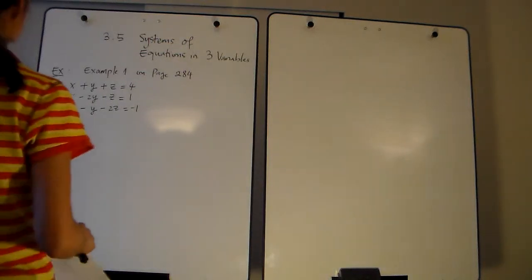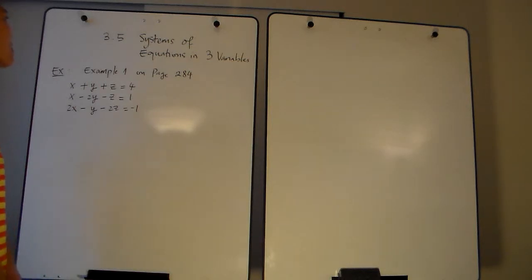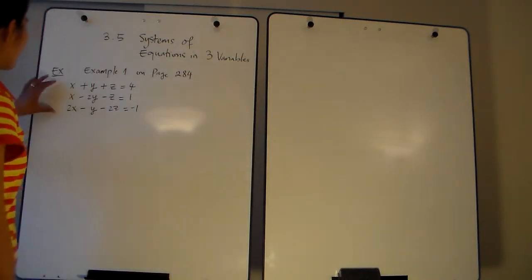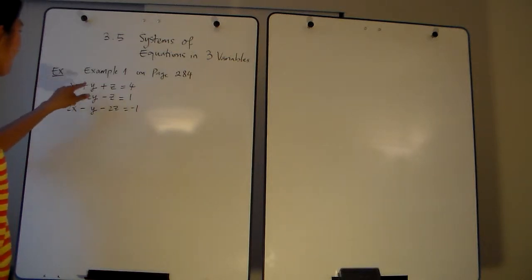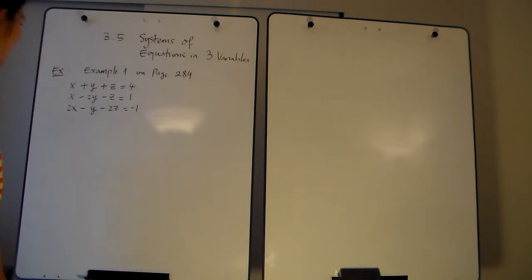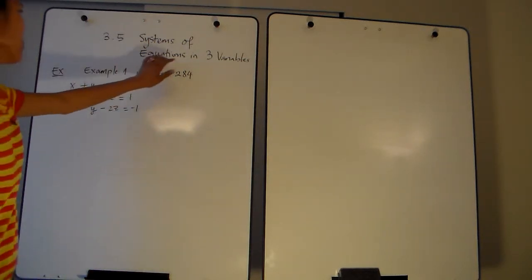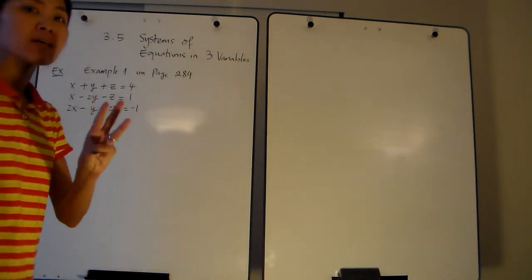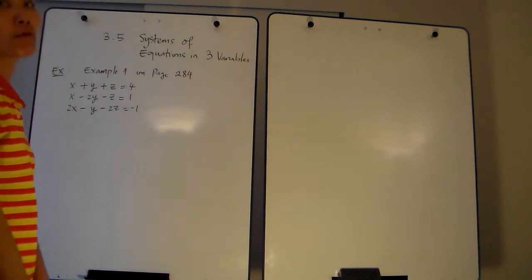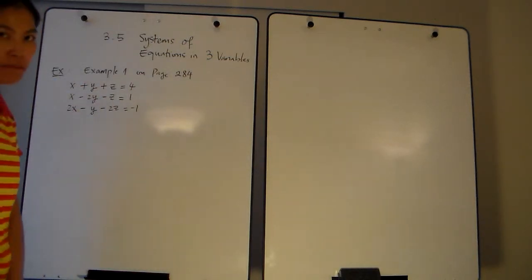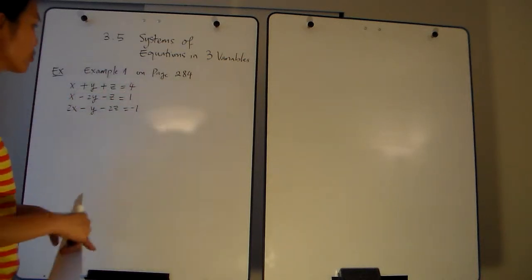Okay, let's talk about Section 3.5, system of equations in three variables. As you see, there are three variables in one equation, in this case x, y, z. To solve a system of equations in three variables, we need at least minimally three equations with three variables. So here in example 1, I will show you how to solve it. Example 1 on page 284.